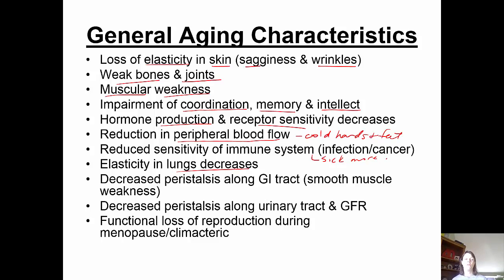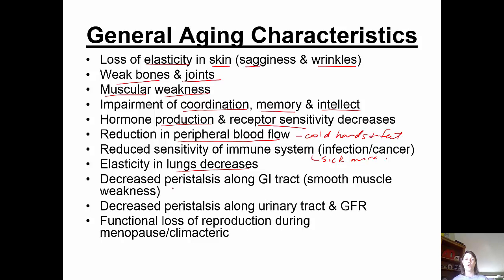Elasticity of your lungs decreases. It's not going to stretch as far, which means the amount of air you can take in is going to go down, which means your exchange of oxygen and carbon dioxide is going to go down, which means you are going to get tired faster. Why do you think there are so many benches around a walking path? Old people need to sit down. They get tired.